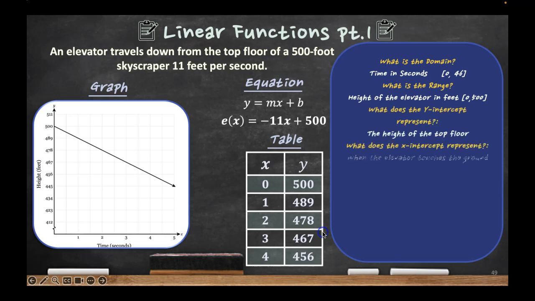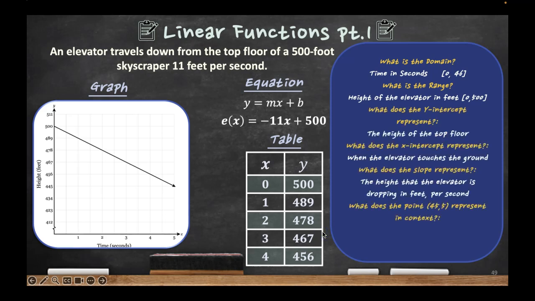And these are just some questions that can be answered associated with a linear function. So we have our domain, we have our range, we have your y-intercept and what it means in the context of this problem. Same thing for the x-intercept, the slope, and what does the point (45, 5) represent in the context. I'm going to focus in on that one.